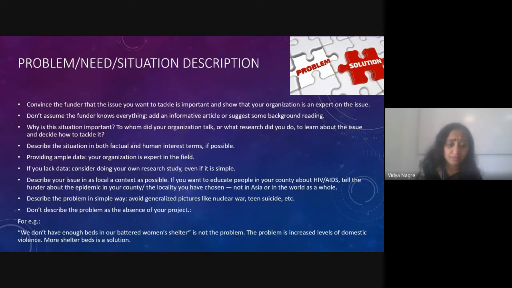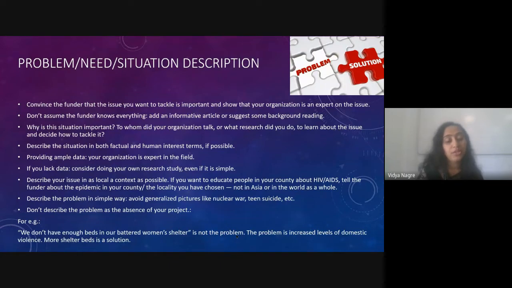If you lack data, in case you are a novice in this field and you are doing this for the first time, but you have a very bright idea, consider doing your own research study, even if it is simple. You should always make sure that before you apply for a fund, before you write your research proposal, you do a background study, ample research. You should have ample literature review done on your own, so that will prove what kind of knowledge you possess.